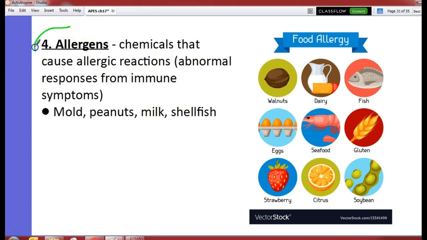All right, allergens, things that cause allergies, right? They cause allergic reactions. Well, what is an allergic reaction? It's basically when your immune system responds by attacking something that's normal. Normally your immune system would attack bacteria or viruses, but in this case, something normal like a food or a pollen triggers your immune system, and it says, oh my gosh, we have to react and fight it off, and you get watery eyes and a runny nose. So you know what common allergens are: mold, pollen, peanuts, milk, shellfish, okay? So these are all different allergens.